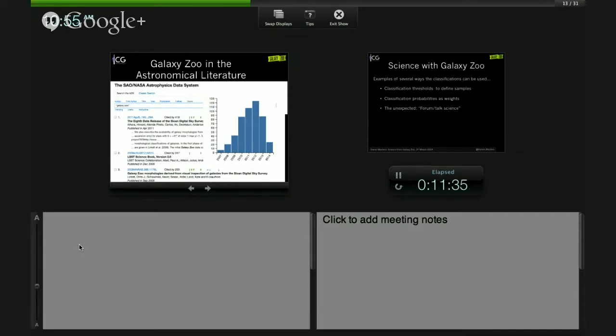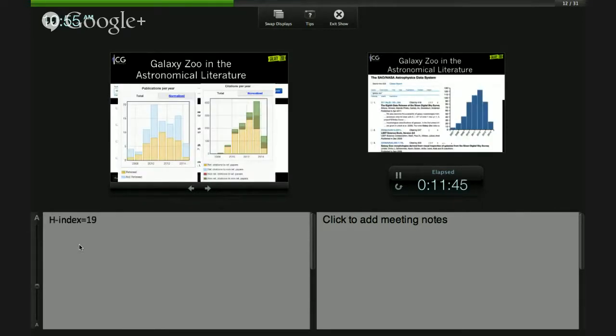But also look at this. This is the number of mentions. In 2013, almost 100 papers mentioned Galaxy Zoo, but 400 cited Galaxy Zoo science team papers. So they're citing us without mentioning the fact that it's Galaxy Zoo, which I think is really positive. They're citing the science, not the project. So I think that's pretty cool.